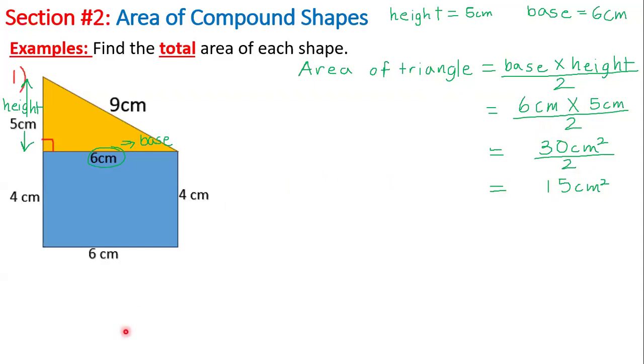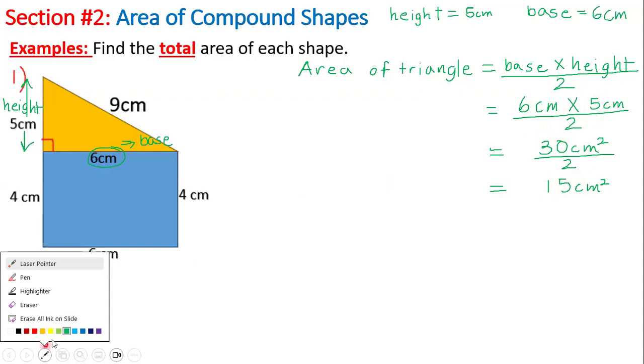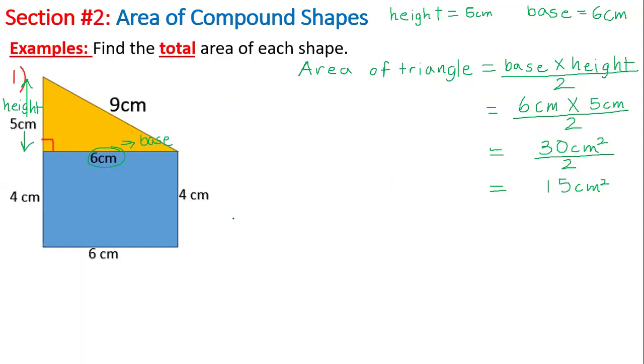Are we done? No. We have to do the area of what? The square. That's not a square. It's a rectangle. Area of a rectangle. How do we know it's not a square? Because the 4 sides are not equal. Very good. They're not equal sides.